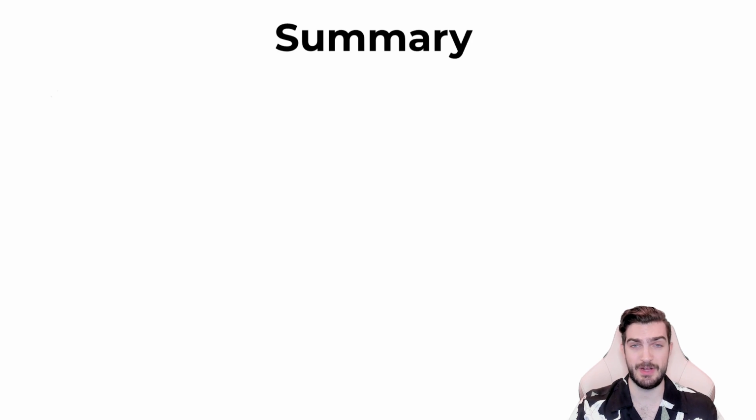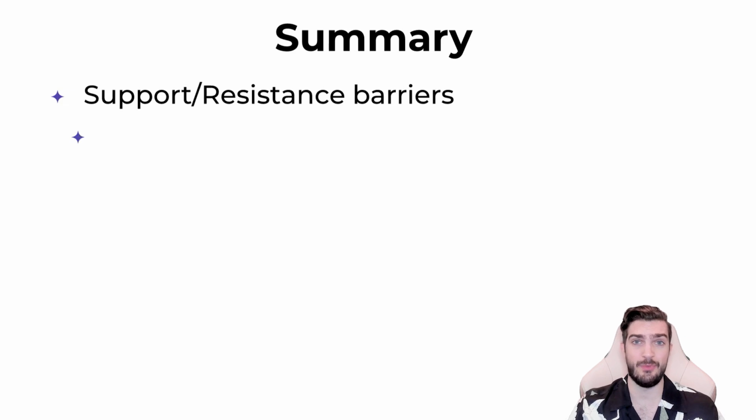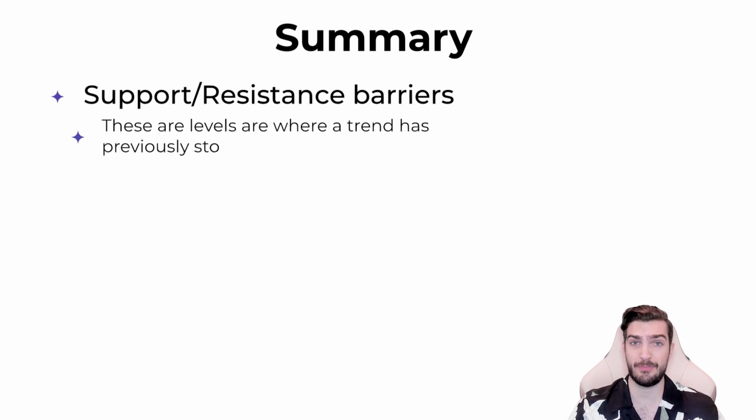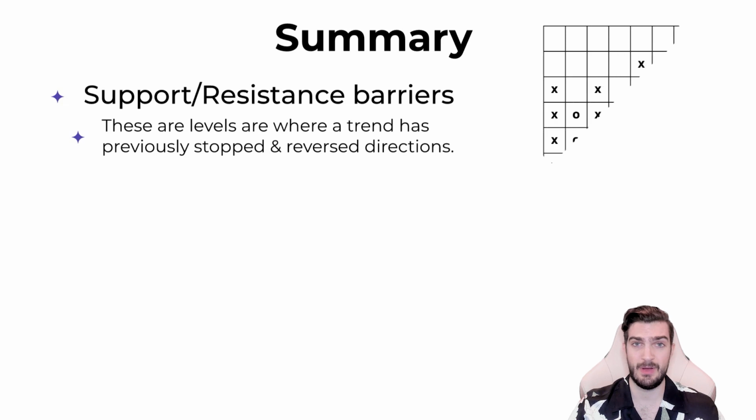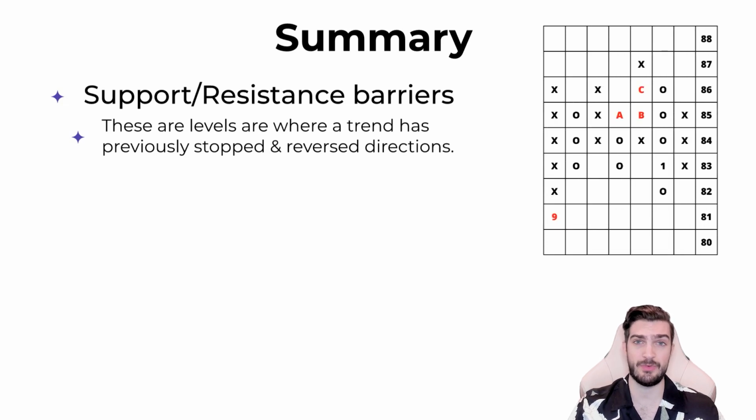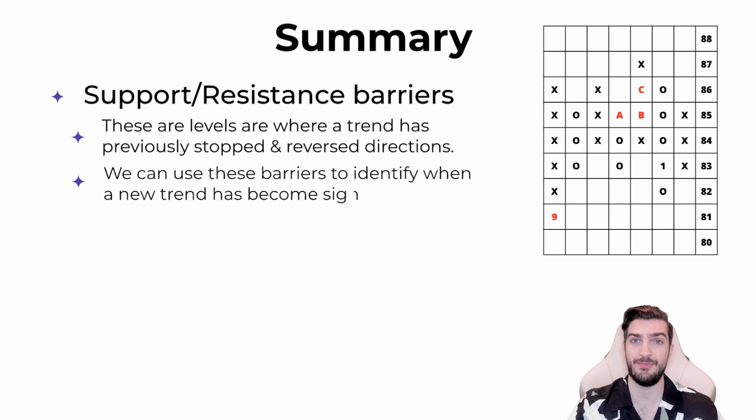Let's now summarize everything that we've covered in today's video. We talked about what support and resistance barriers are, and that these are levels where a trend previously stopped and reversed directions. We can understand these support and resistance barriers and use them to identify when a new trend becomes significant, when it breaks out above a previous resistance barrier in a positive trend, or falls below a previous support barrier in a negative trend.